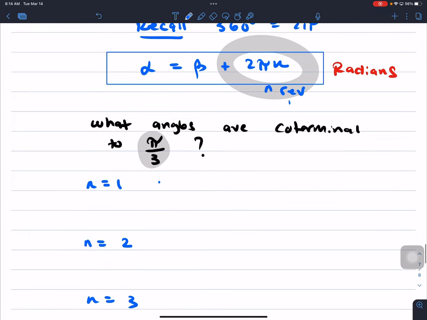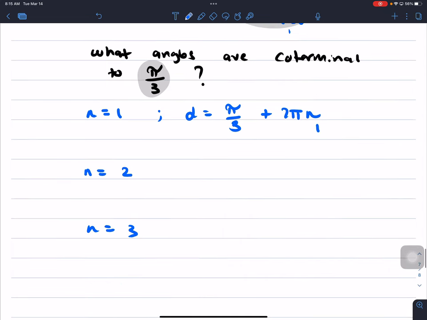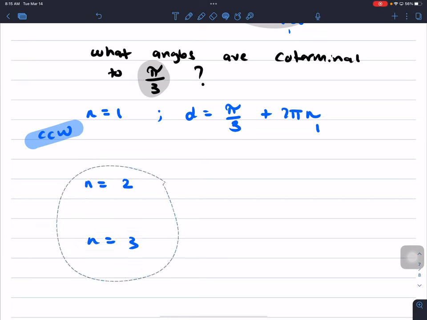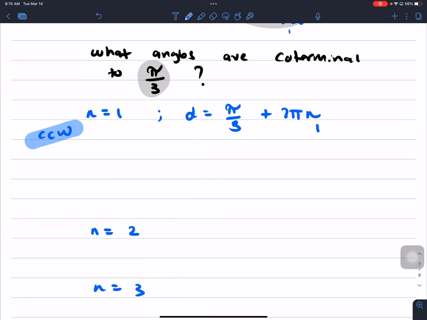This portion in your formula, 2 pi n, is n revolutions. So you start at pi over 3, and you add 2 pi n. But n here is what number? 1. That's 1 revolution in the counterclockwise direction. The rest is arithmetic, and you want to get used to it. Pi over 3 plus 2 pi.